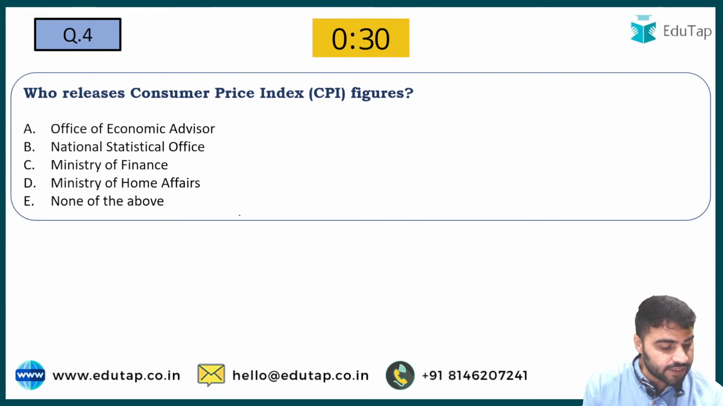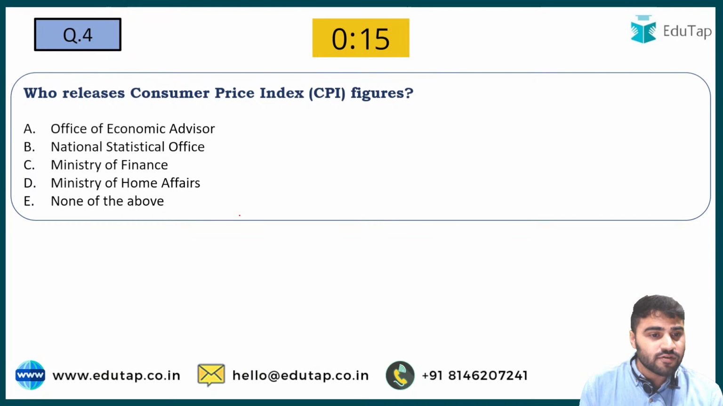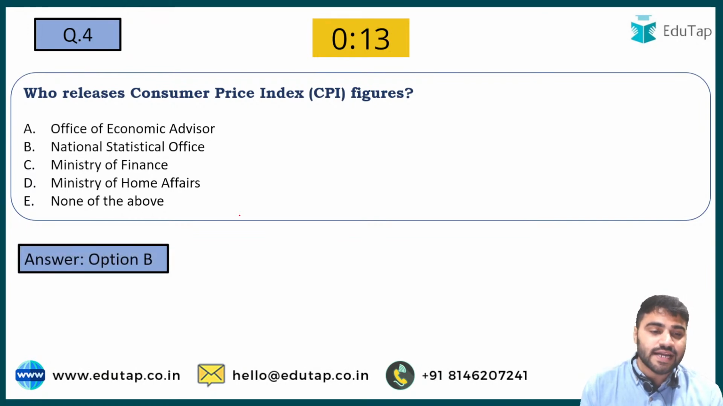Okay, English topper material B. Nikhil is saying four B. Jyoti Kapoor, four B. Aditi Gandhi is saying four B. Okay, so let's see the right answer for this question, guys. Mostly you guys are saying option number B. So the right answer for this question is option number B, that is National Statistical Office.